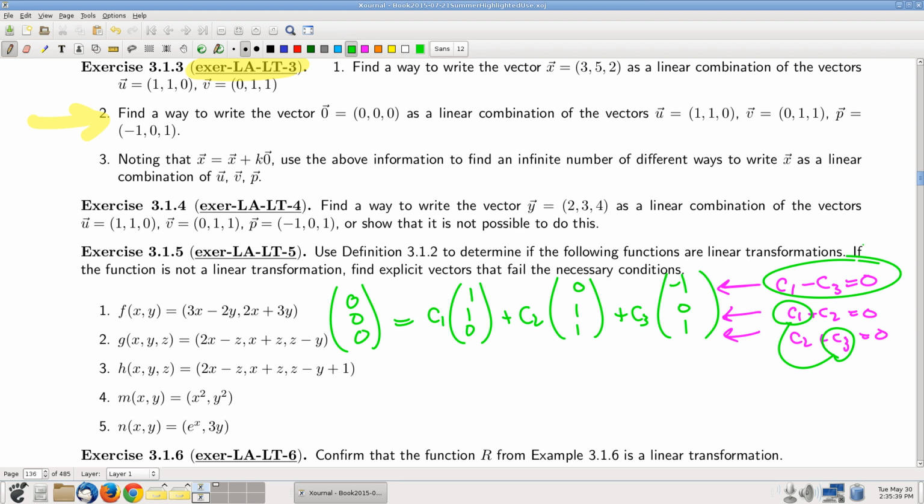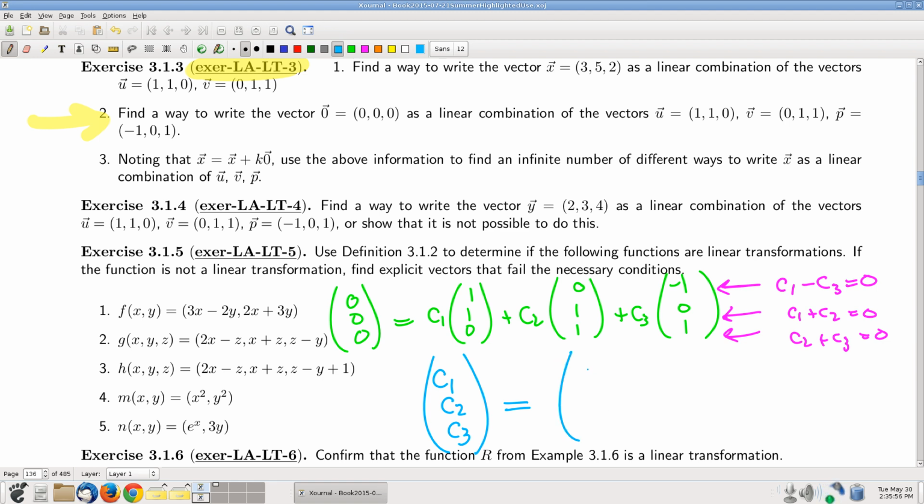Anyway, those are the relationships, and there's actually a bunch of different solutions here. As long as I pick C1, C2, and C3 such that they satisfy these relations, and I can do that by whatever I call C1, I have to call C3 the same thing, and then C2 has got to be the negative of that. So anything of this sort is going to work. Does that make sense?